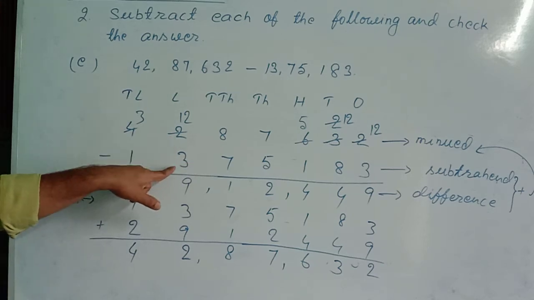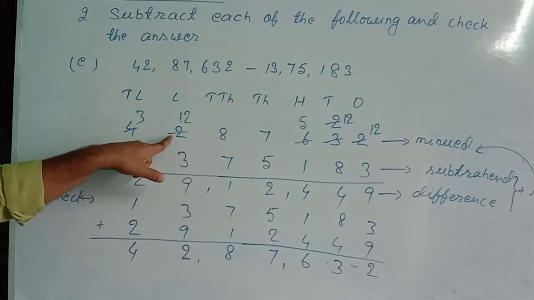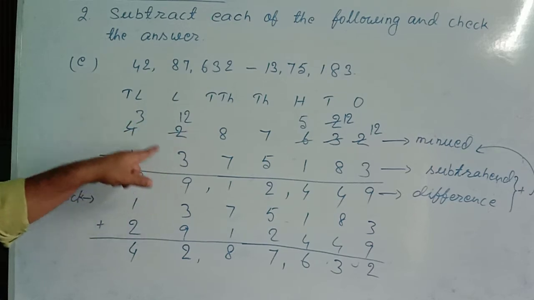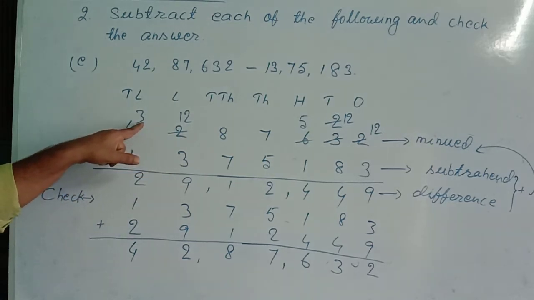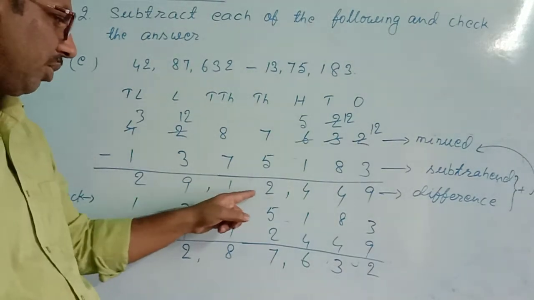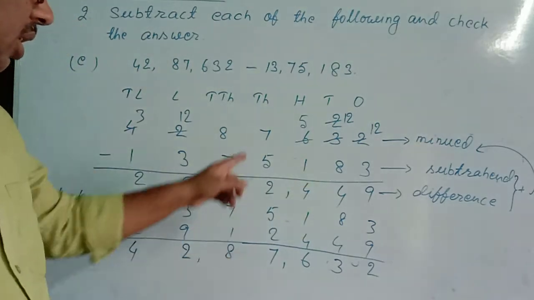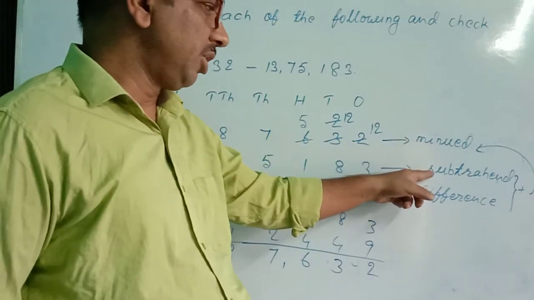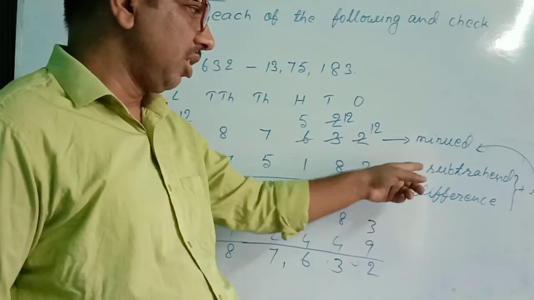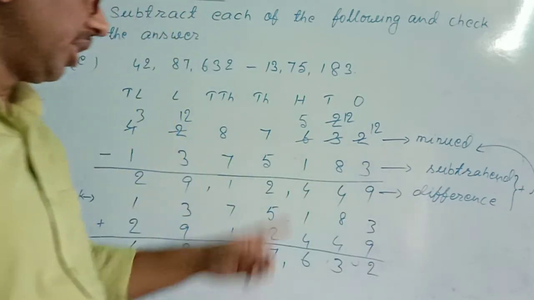Again 2 is smaller than 3, so not possible to subtract. To make it greater we will take 1 from here, it became 12. 12 minus 3 is 9, and as you took 1 from here, here 3 is left. 3 minus 1 is 2. So this difference became 29 lakh 12,449. The upper one is called minuend, the next one is called subtrahend, and third, the result of the subtraction is called difference. If you add subtrahend and difference, you will get the minuend.